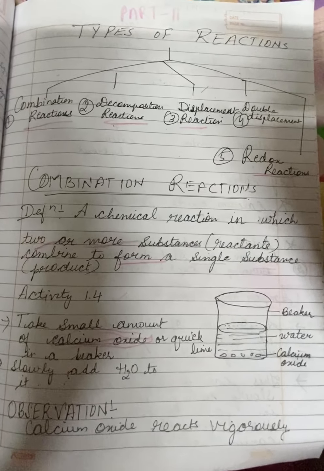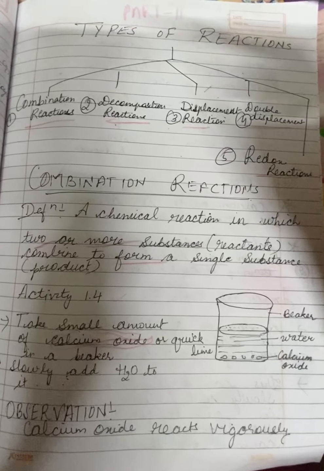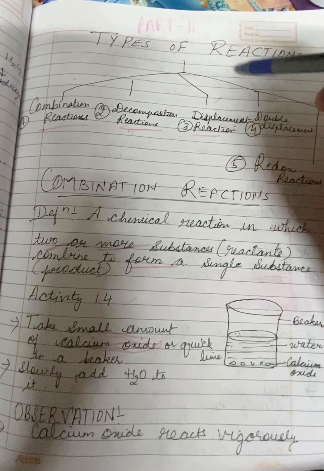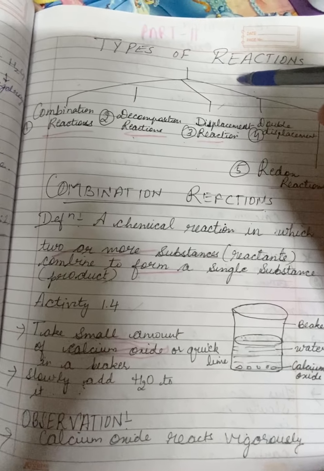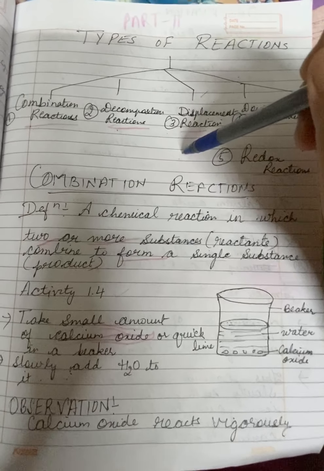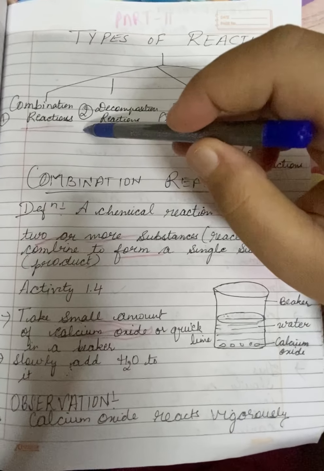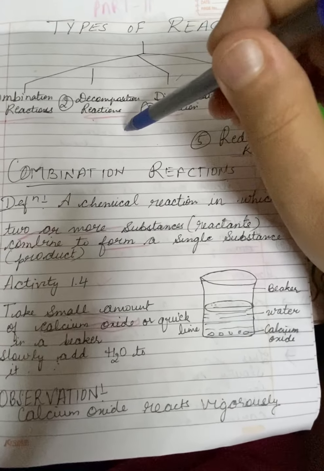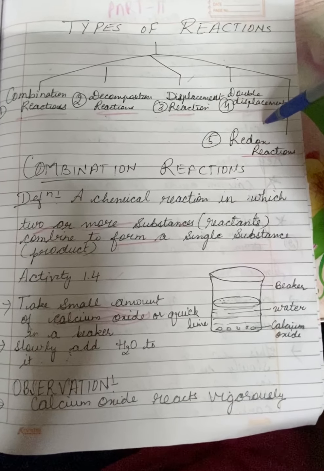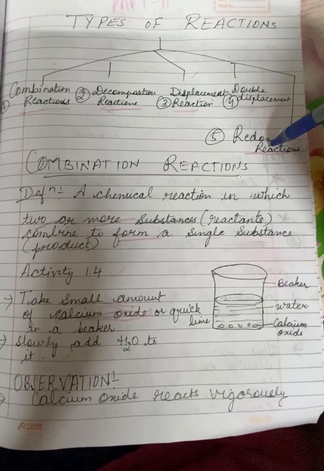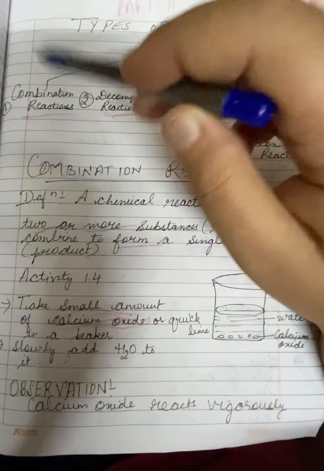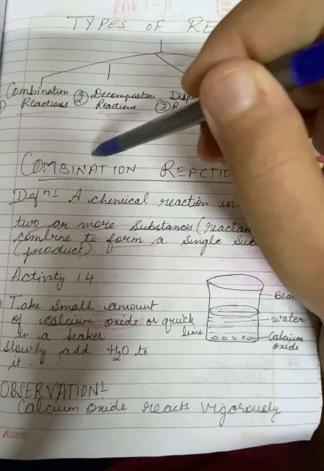Okay, students, today we are going to start the next part of the chapter, that is types of reactions. We have 5 types of reactions that we are to discuss in this chapter. First is combination reactions, second, decomposition reactions, displacement reactions, double displacement reactions, and redox reactions. So at the very first, we'll discuss combination reactions.